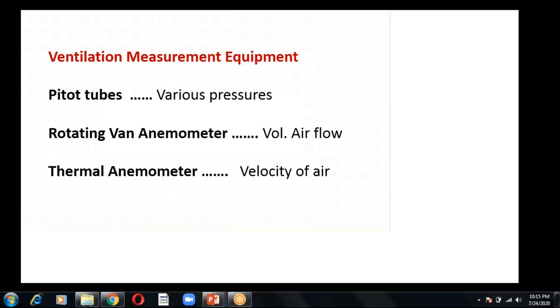The rotating vane anemometer sometimes cannot be used at high temperature, because everything has its own heat of expansion. So high temperature may affect the rotating vane anemometer. That's why you use thermocouples. So in the painting booth, where the vapors are very hot, you are going to make use of the thermal anemometer.